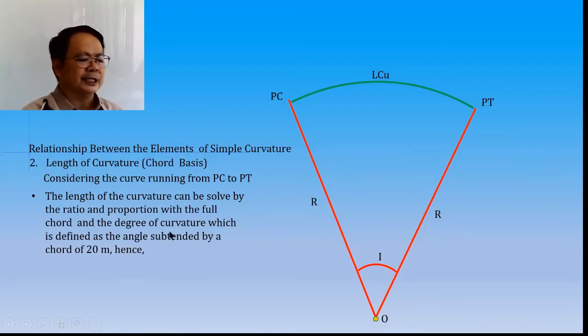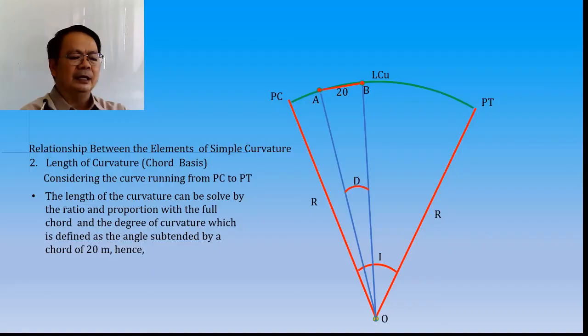Asan ba yung full chord na sinasabi? The degree of curvature is defined as the angle subtended by a chord of 20 meters. Hence, pakita lang natin, no? Kunwari, meron tayong full chord dito sa ating curve. Sabihin natin itong point is A. At somewhere here we have point B. And the distance between them is 20 meters. So, full chord yan. Yung angle na sinasubtend nila, anong tawag? Okay, degree of the curvature.